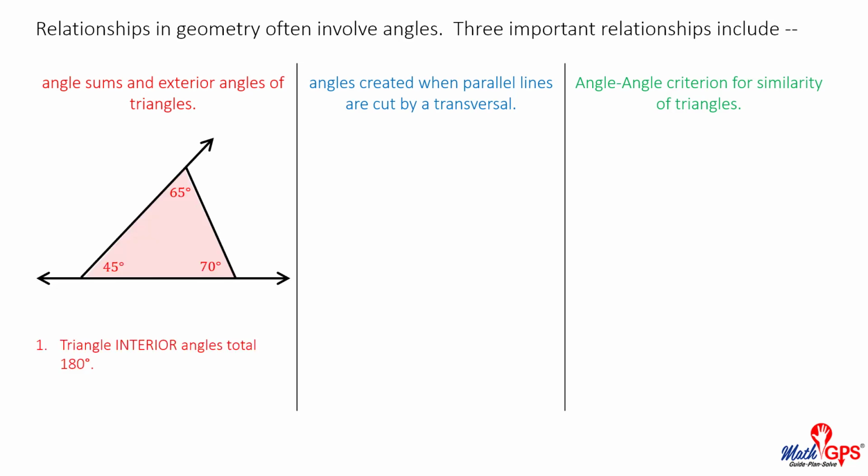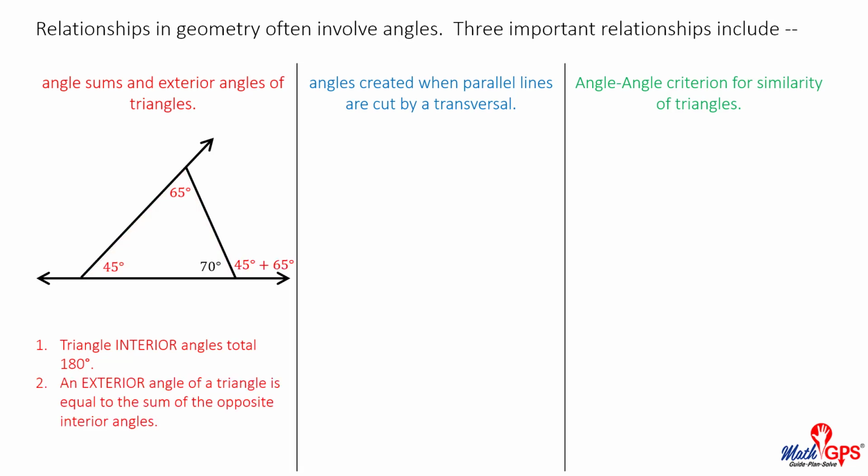Consider the relationship between a triangle and its interior angle measures. Number 1, triangle interior angles total 180 degrees. In the triangle shown, 45 degrees plus 65 degrees plus 70 degrees equals 180 degrees.